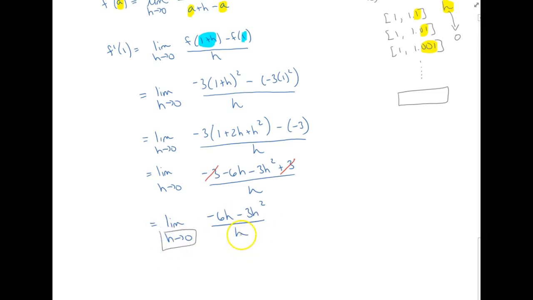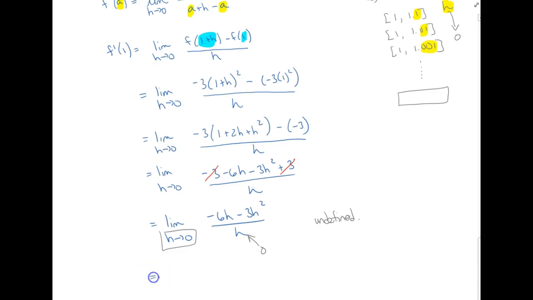I want to know what happens to this expression when h goes to 0. But if I just substitute in 0, it is undefined. This is the whole idea of a limit, though. We don't care that it's undefined at 0. We just want to know what happens near 0. That's the idea of the limit.